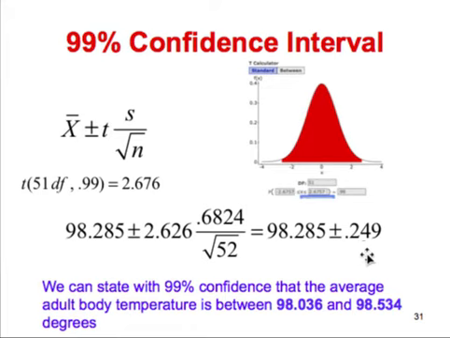This makes the confidence interval wider. When we subtract and add the margin of error, we get boundary values of 98.036 and 98.534.